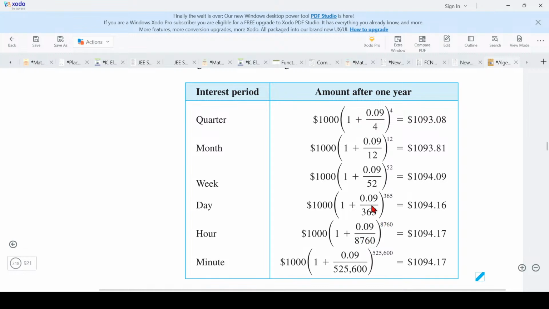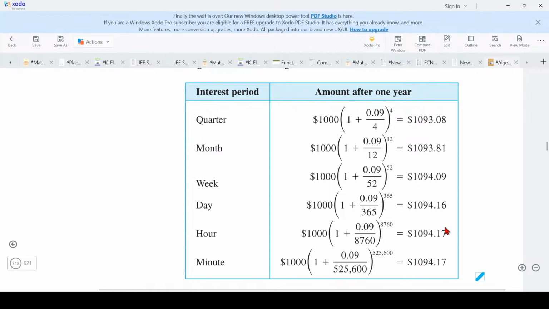There are 365 days in a year. That's why for the daily interest rate, if yearly it is 9%, then 9% by 365 should be your daily interest rate. And you are compounding it how many times? 365 times. Now, one interesting thing that you can see here is that as this number is increasing, this number should increase, right? Agreed? As you are compounding way more frequently, the amount will increase.